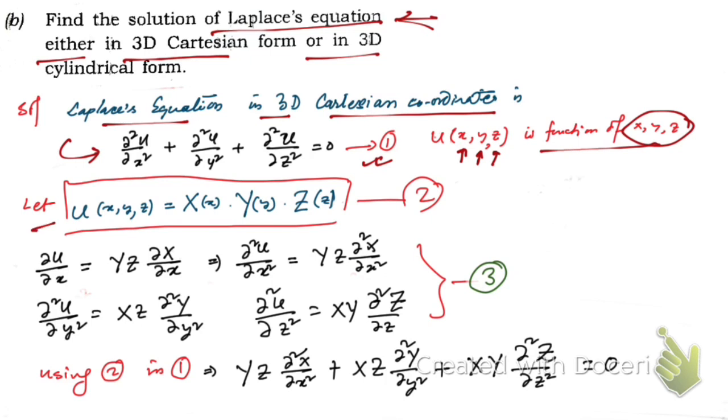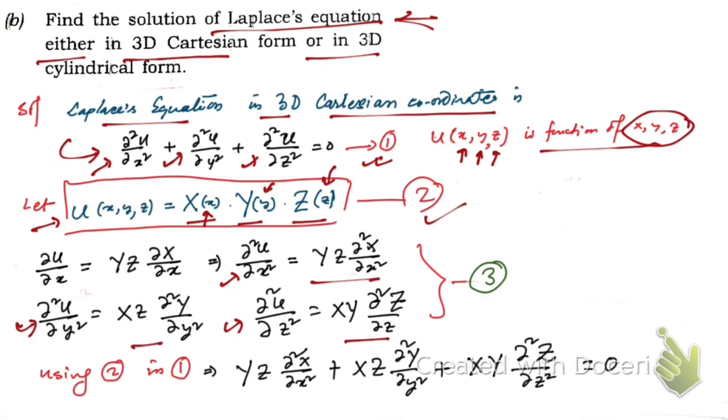So let me take u is equal to, suppose, capital X into capital Y into capital Z, where capital X is a function of small x only, capital Y is a function of small y only, and capital Z is a function of small z only. So let it be equation number 2. Now you see we have the second order derivative of u with respect to x, y and z. So let's find the second order derivative of u with respect to x, and then with respect to y and z. So we have got these three results.